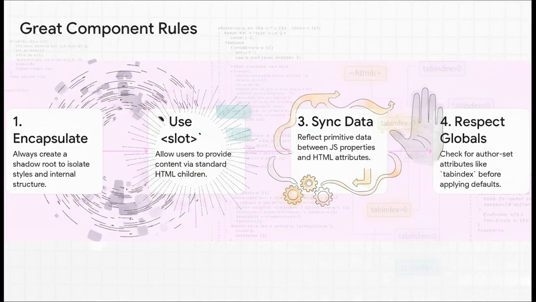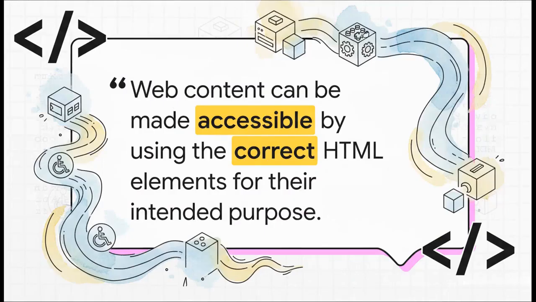And maybe most importantly, be a good citizen. Respect the developer using your component. Don't just stomp on global attributes they might have set, like tab index or a role. And all of this really comes back to one fundamental idea: semantics.